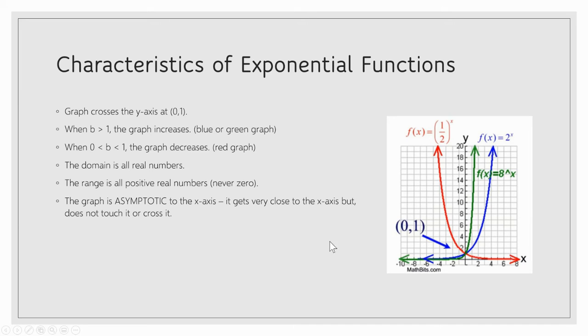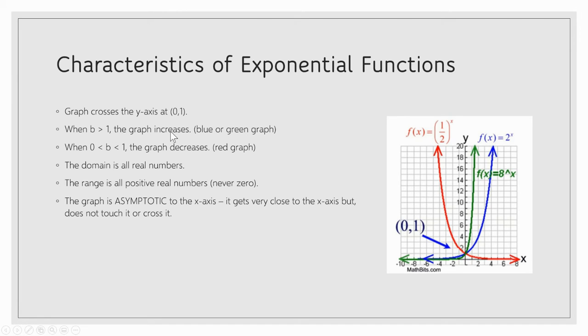All right, so some characteristics, okay? Now, when I go through these characteristics here, this is mainly applying to the parent function, okay? Or that initial basic function. Once I start transforming the equations and moving them around, okay, these ideas start to change and adjust accordingly. All right, so characteristics of an exponential function, okay? The graph crosses the y-axis at 0, 1, okay? So yeah, you can see all three of these graphs, okay? They cross at 0, 1, okay?